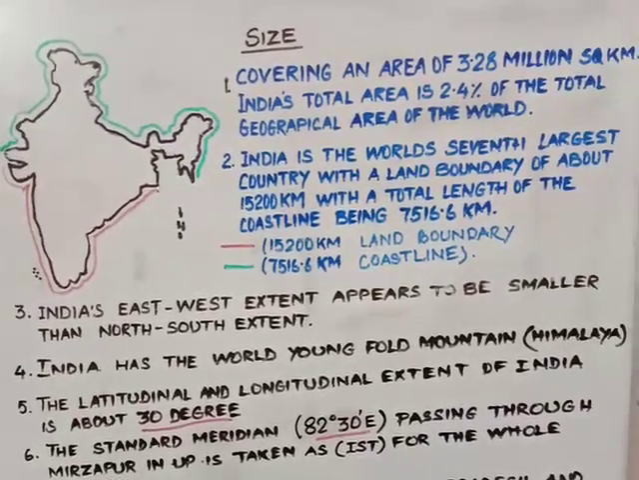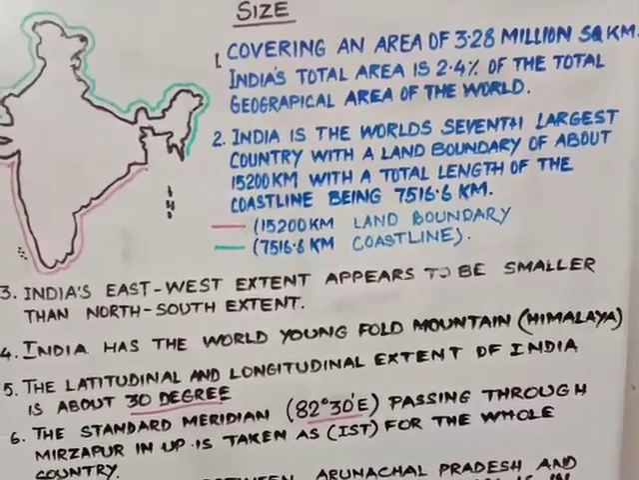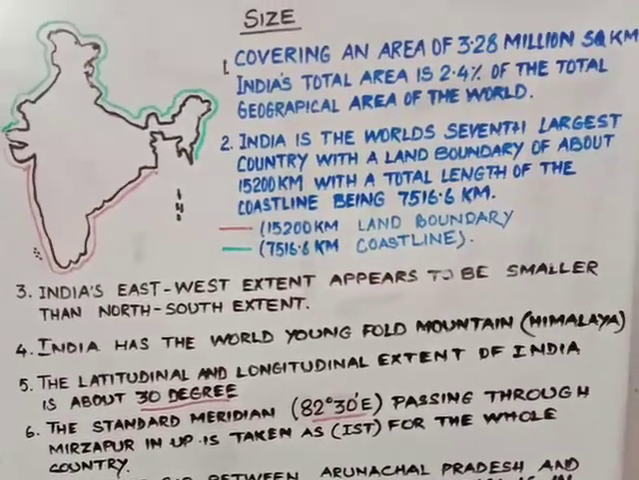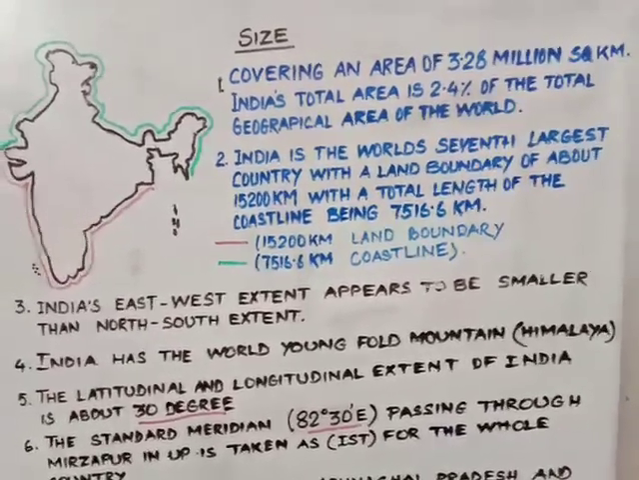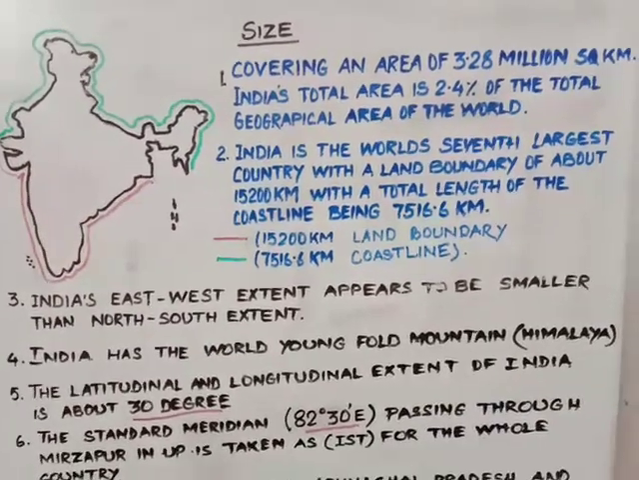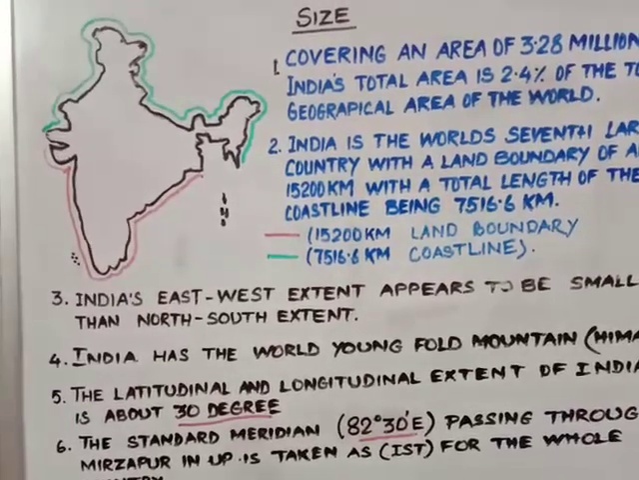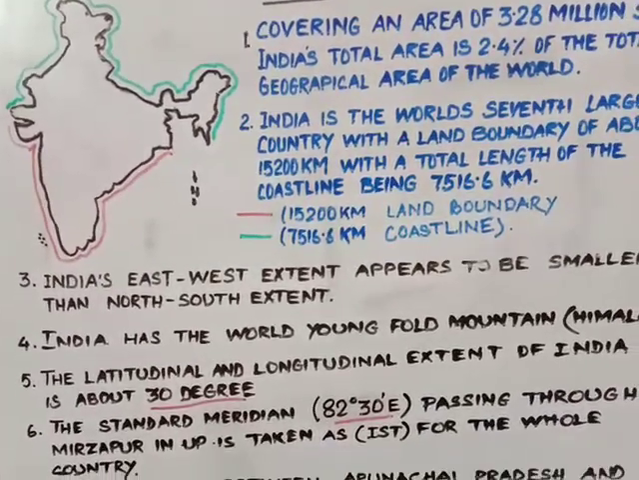Next, we come to number 2. India is the world's 7th largest country with a land boundary of about 15,200 km and a total length of coastline being 7,516.6 km. So the red line is the coastline, which is 7,516.6 km, and the red line is your land boundary, which is 15,200 km.